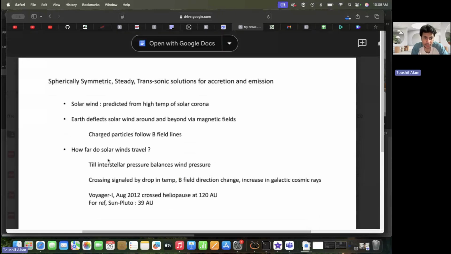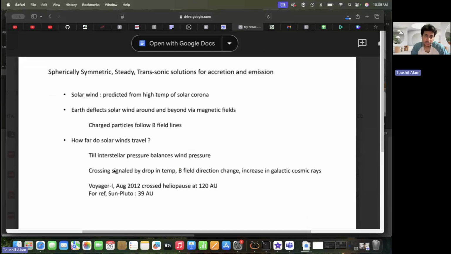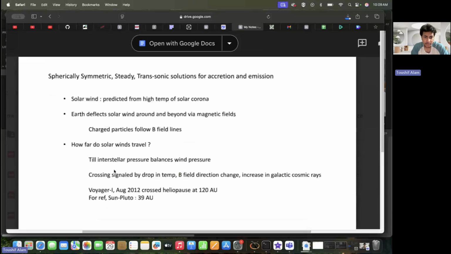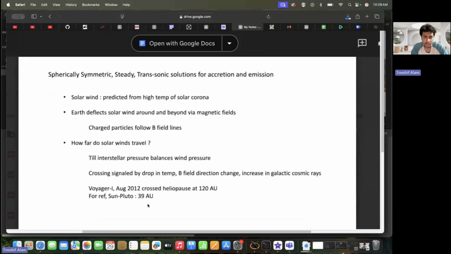So charged particles follow B field lines, and those field lines travel until the interstellar pressure balances with the wind pressure. This causes a signal: a drop in temperature, a B field direction change, and an increase in galactic cosmic rays. Voyager 1 reached the heliopause in August 2012 at 120 AU. For reference, Sun to Pluto is 39 AU.